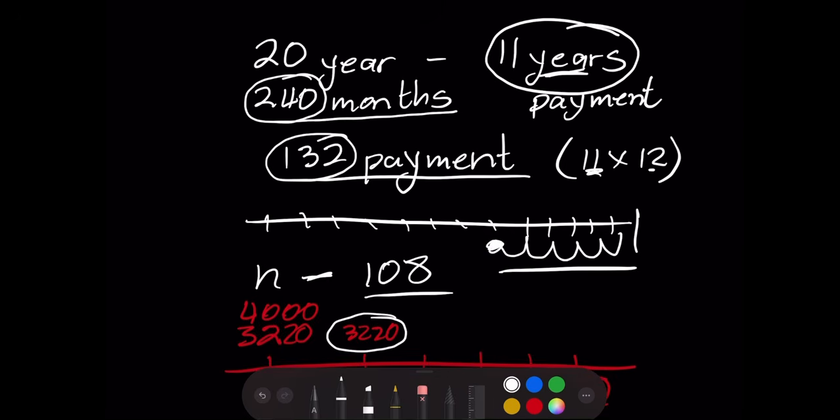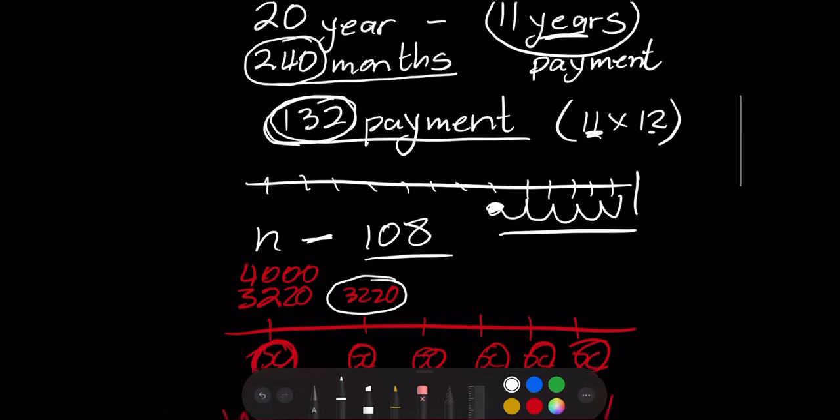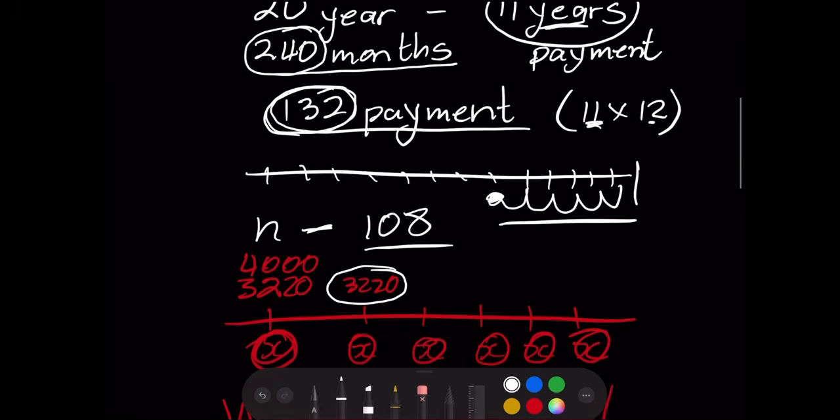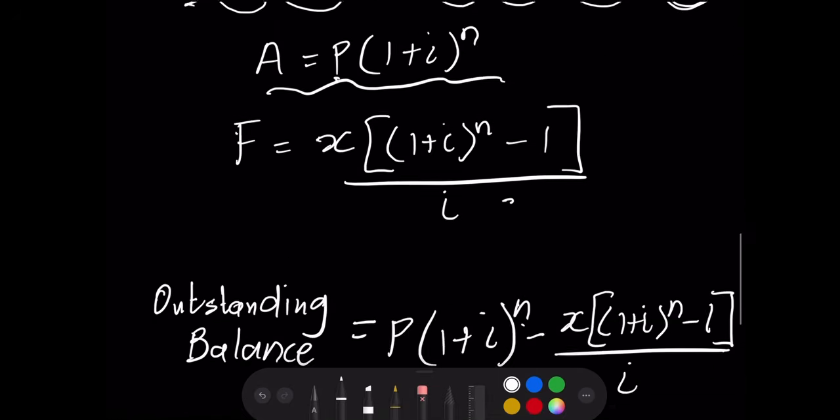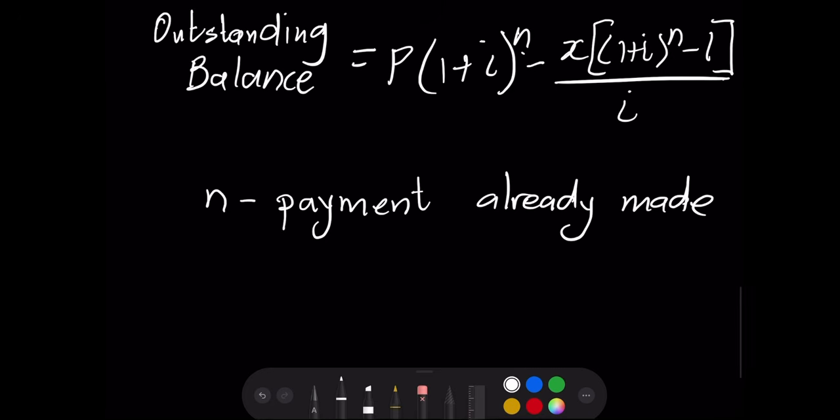You've already made 132 payments. In the previous example, we said when you calculate, n would be the number of payments that are still left. But when you use this method here, it would be the number of payments already made. So in that case, you'd simply say 11 multiplied by 12, which is 132, the number of payments that you've already made.